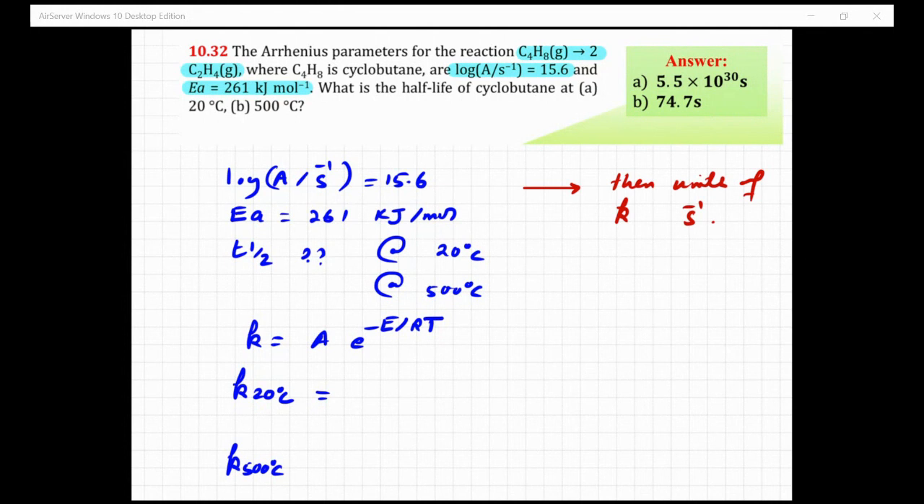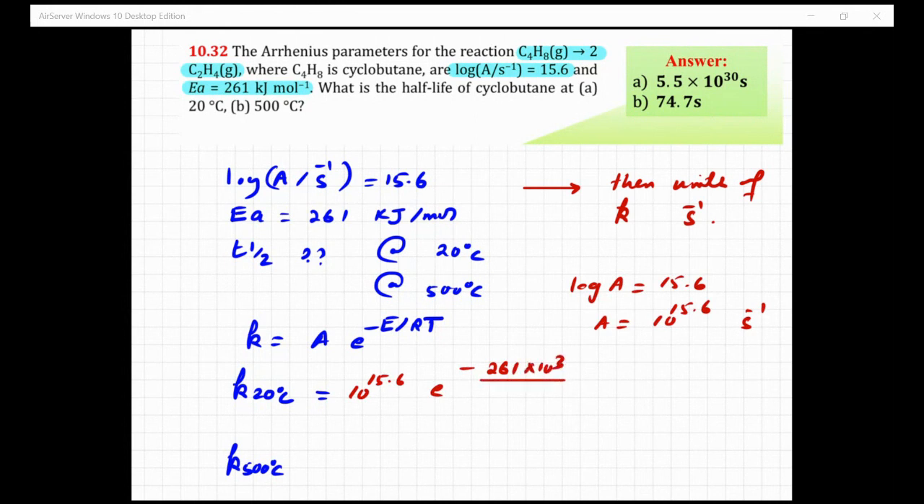Okay, so I cannot do more. Here I have log A equal to 15.6. I'll find A, which is equal to 10 to the 15.6. It should be second inverse. Okay, so we'll put it here. 10 to the 15.6.